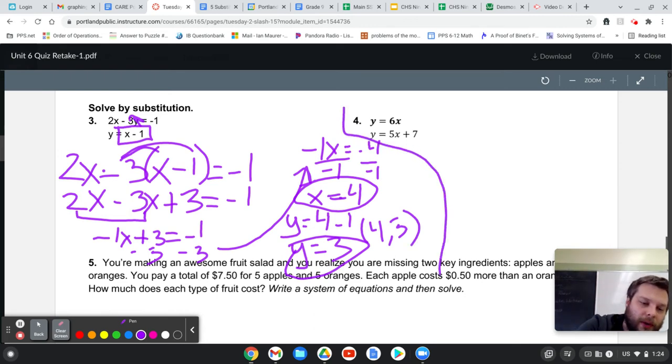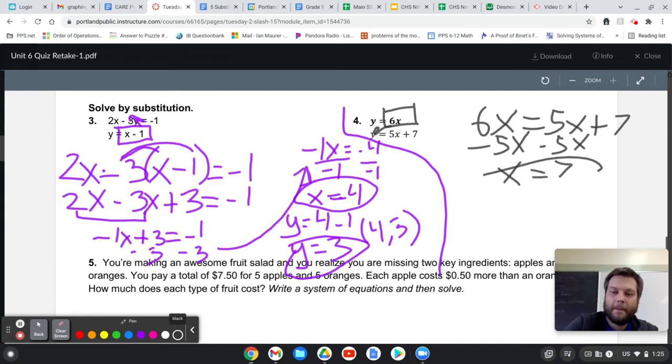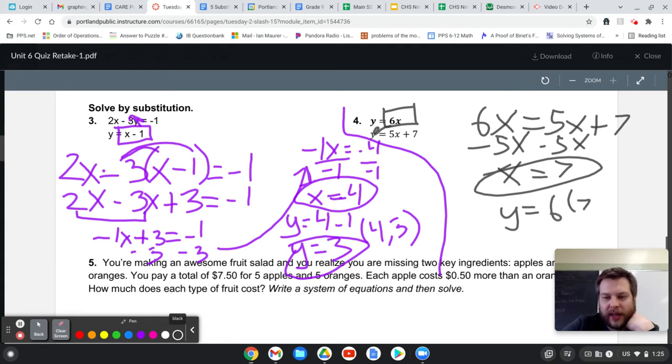Moving along to number 4. We substitute one y value for the other y value. That tells me that 6x is equal to 5x plus 7. Subtract 5x from both sides, and you get x equals 7. Substitute that in to y equals 6x, and you get y equals 42. That tells me my solution is the point 7, 42.